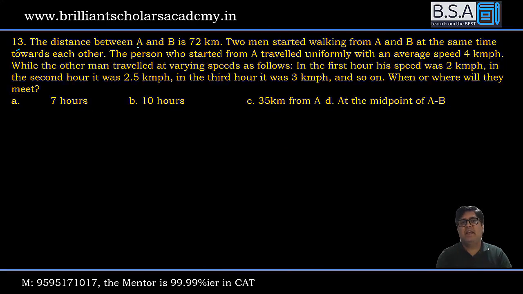The distance between A and B is 72 kilometers. Two men started walking from A and B at the same time towards each other. The person who started from A traveled uniformly with an average speed of 4 kmph, while the other man traveled at varying speeds as follows. In the first hour, his speed was 2 kmph. In the second hour, his speed was 2.5 kmph. In the third hour, it was 3 kmph, and so on. When or where will they meet?